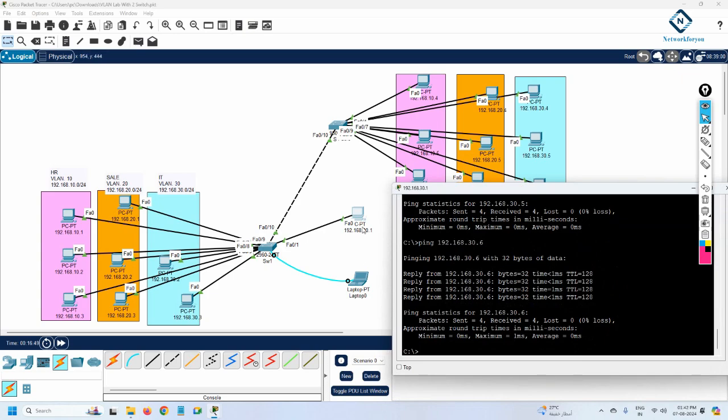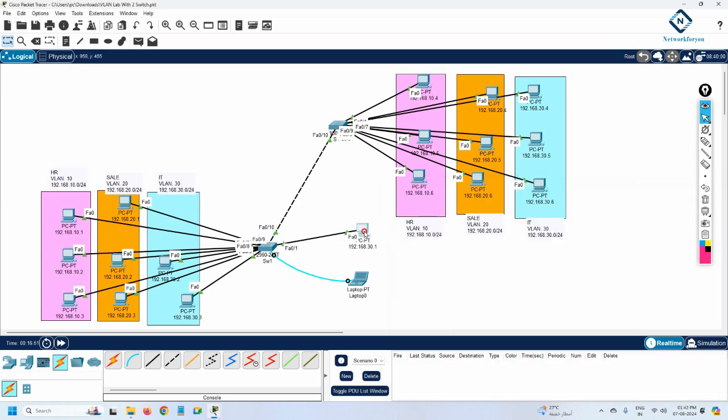What is the issue? A simple mistake. Someone misconfigured this switch and put this port in VLAN 10. They needed to put it in VLAN 30. So we figured it out and moved that port into VLAN 30. After that it is working perfectly.